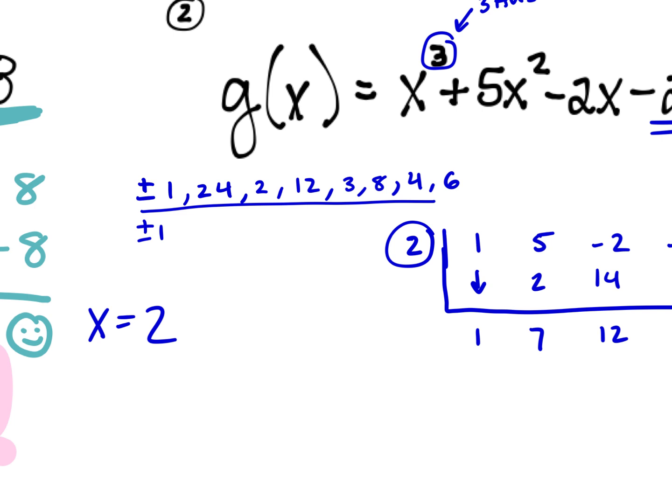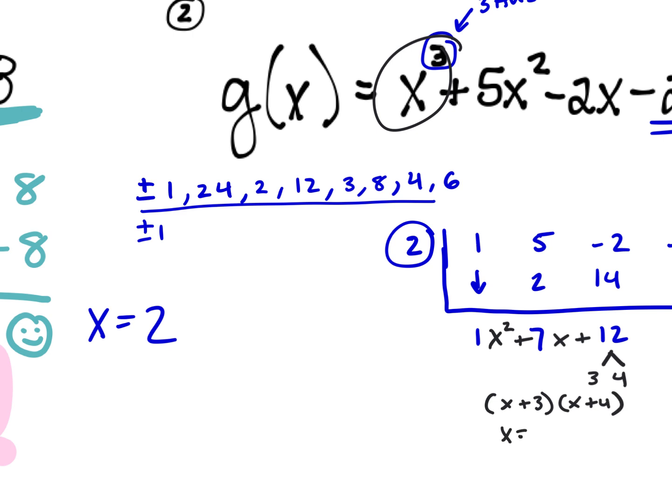What can we do next? Now we can factor. Since we start with x to the third power, our answer here is going to start with x squared plus 7x plus 12. Once you get down to x squared, just factor. What are 2 factors of 12 that add to 7? 3 and 4. So we have x plus 3 and x plus 4. So what would x equal? Negative 3 and negative 4. So I'm going to add those to my list.